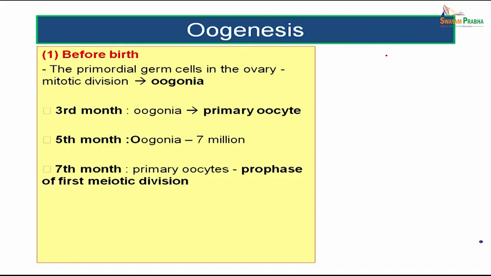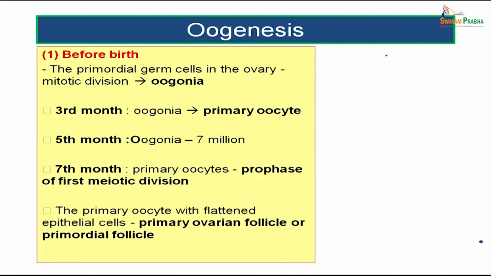The first meiotic division is started in the primary oocyte, but you have to keep one point in mind: though it starts before birth, it is not completed before birth or soon after birth, because it is arrested at a phase known as prophase. So the reduction division, the first meiotic division, will start during the 7th month of intrauterine period, but it will be arrested at prophase. Now the primary oocyte is within the ovary.